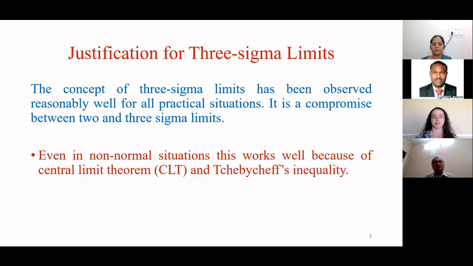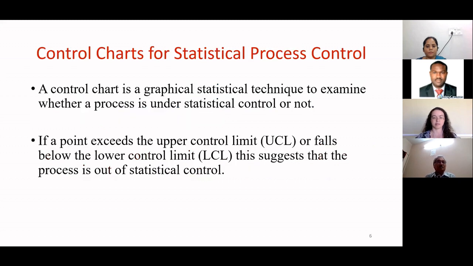The concept of 3 sigma limits has been observed to work reasonably well for all practical situations. It is a compromise between 2 and 3 sigma limits. Even in non-normal situations, this works well because of the central limit theorem and Chebyshev's inequality.